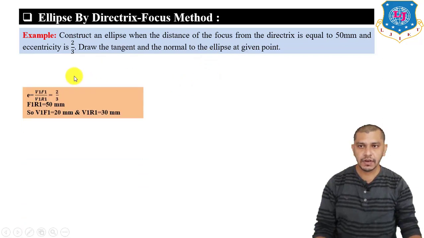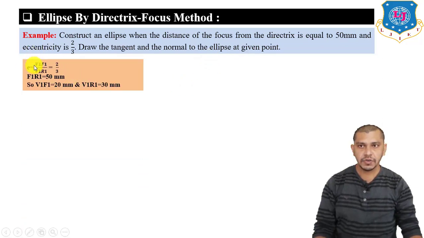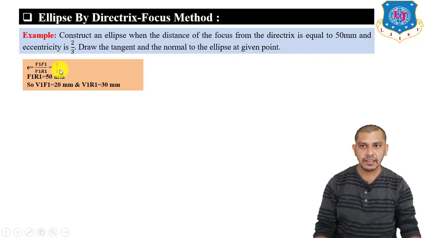So first of all, the given data: eccentricity ratio is given, it is 2/3, and as we know the eccentricity ratio is the ratio of distances from focus to vertex to the fixed straight line, that is directrix. So it is 2/3, and the distance of focus from directrix is given, it is 50 mm. So divide this distance into 5 equal parts, that means 2 plus 3 is equal to 5.